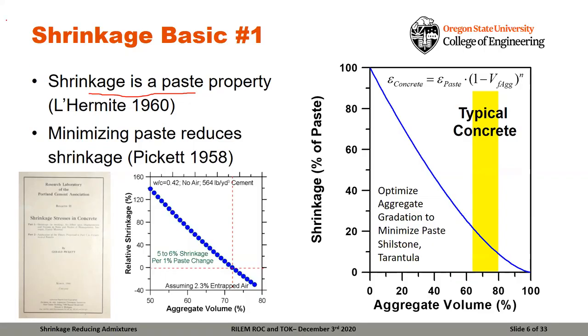Now, this was quantified by Pickett, this was quantified by Hobbs in the 50s and 60s, but a general rule of thumb is that for every 1% of paste that you remove from the system, you reduce the shrinkage by about 5 to 6%. So this is really a good first rule of thumb. If you want to try to reduce the shrinkage of the system, the first thing you can do is optimize your aggregates, minimize the amount of paste that's in the overall system.